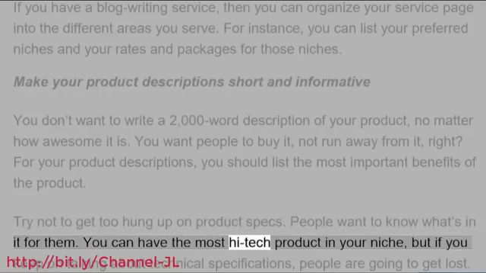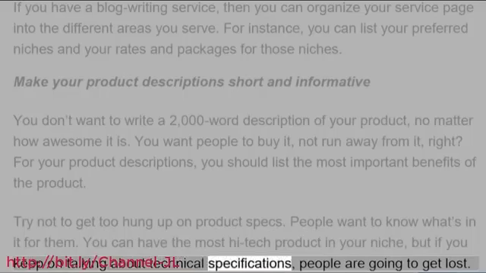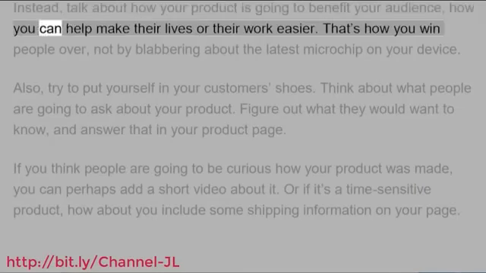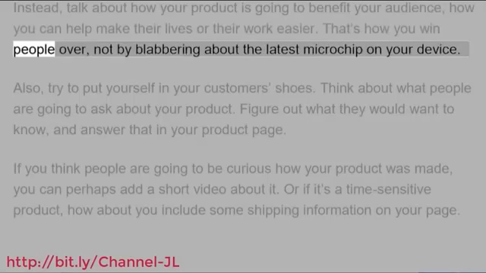You can have the most high-tech product in your niche, but if you keep on talking about technical specifications, people are going to get lost. Instead, talk about how your product is going to benefit your audience, how you can help make their lives or their work easier. That's how you win people over, not by blabbering about the latest microchip on your device.